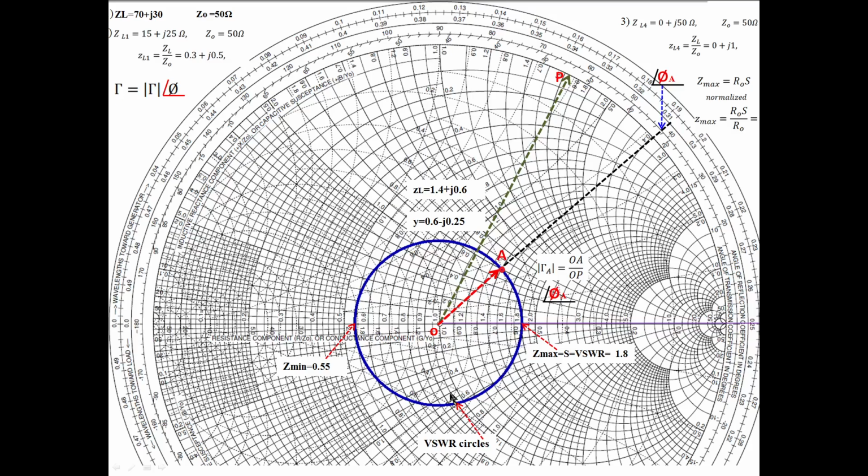Okay, this is nothing but moving on the transmission line towards the generator. Starting from the load point, you move like this. While moving on the VSWR circle, you stop wherever you first meet the intersection of this VSWR circle with the right side of this Smith chart.